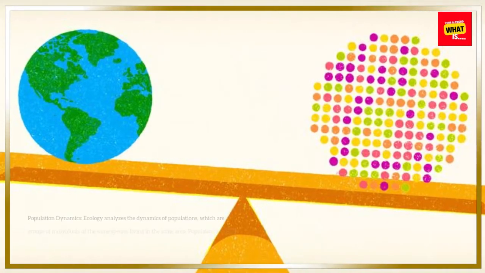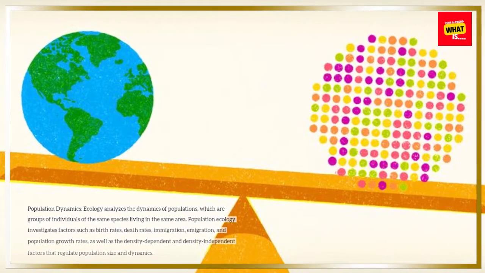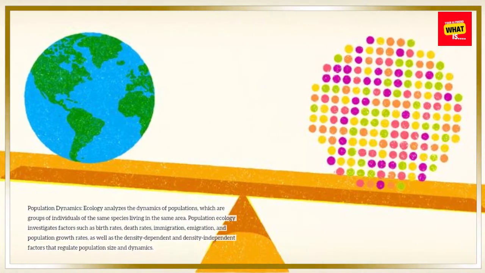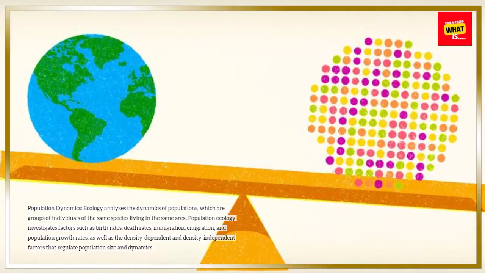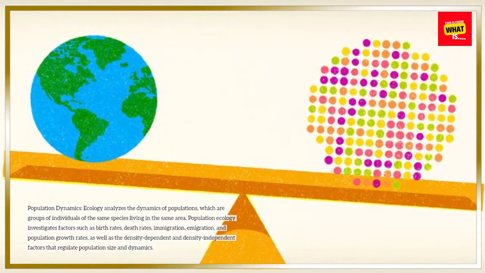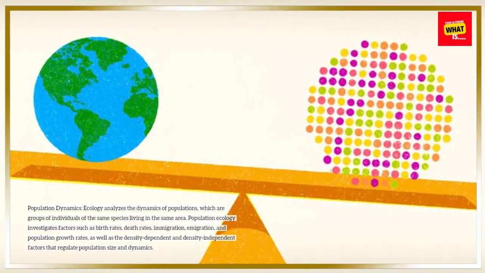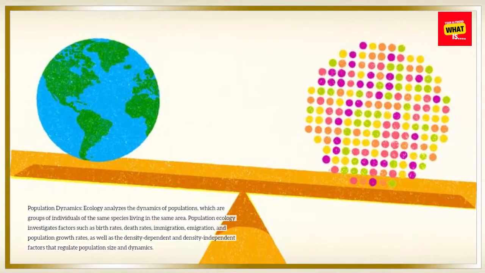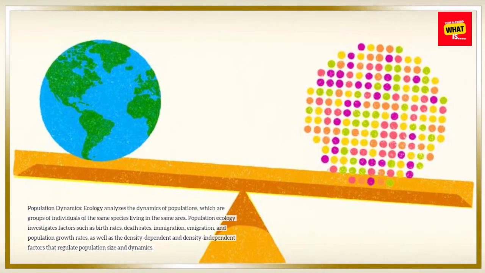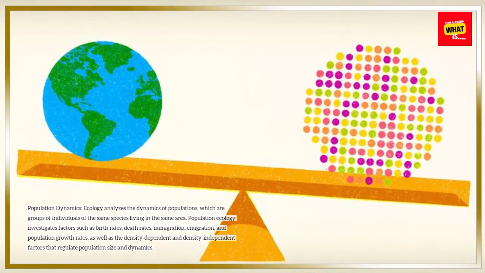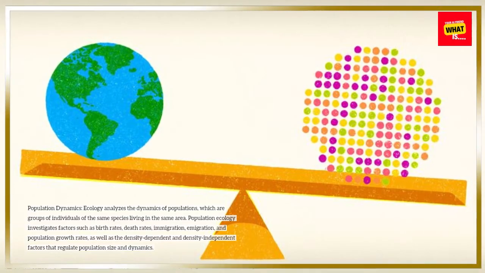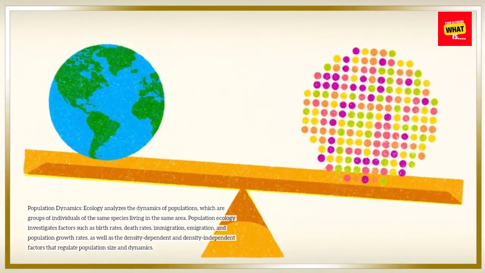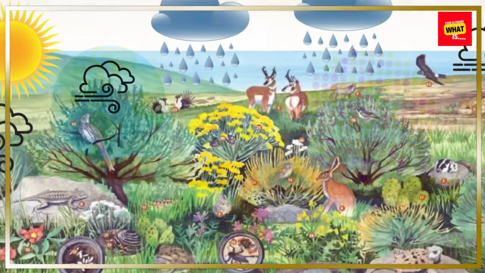Population dynamics. Ecology analyzes the dynamics of populations, which are groups of individuals of the same species living in the same area. Population ecology investigates factors such as birth rates, death rates, immigration, emigration, and population growth rates, as well as the density-dependent and density-independent factors that regulate population size and dynamics.